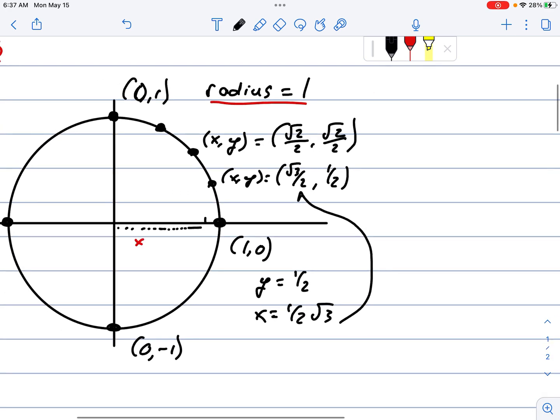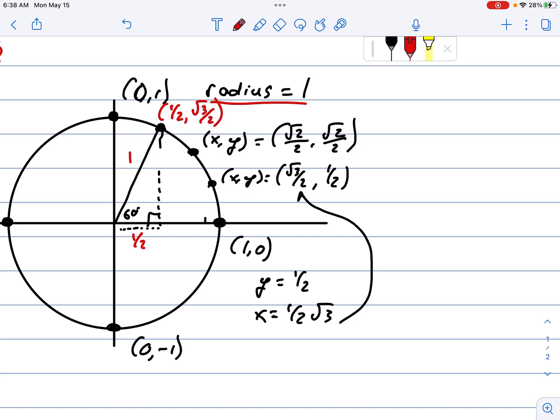Oops, I erased a little too much over here. Okay, here's my 60. Again, hypotenuse is 1. There is my 60-degree angle. The side opposite the 30, which is now right here, is a half. That's my x. And then the side opposite the 60 is 1/2 times radical 3, which is my answer right there.